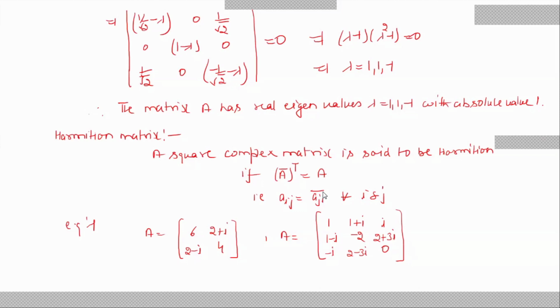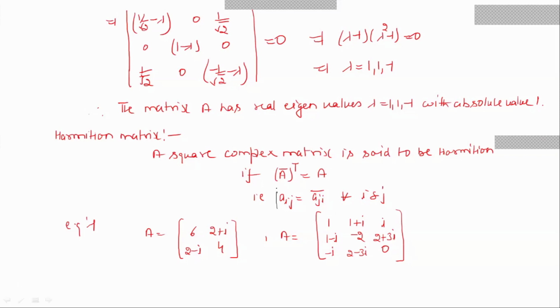You should examine here. The imaginary part should be 0. How can you prove this? From here. This is the criterion for a Hermitian matrix.